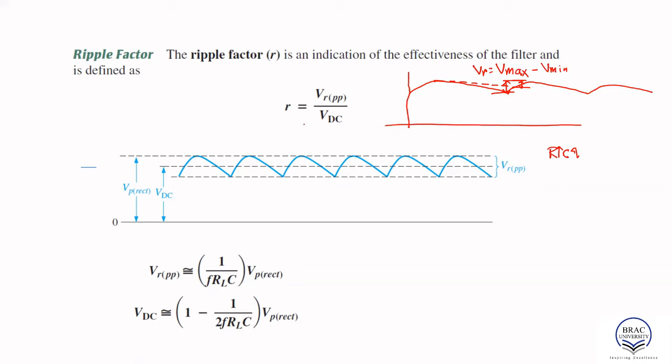is defined by this ripple factor R, VR, where VR means peak to peak ripple voltage, and VDC is the average value of the signal. So let's say this is our average value. We know that the average value always runs somewhere between the maximum and the minimum. So this is the average value, or VDC.